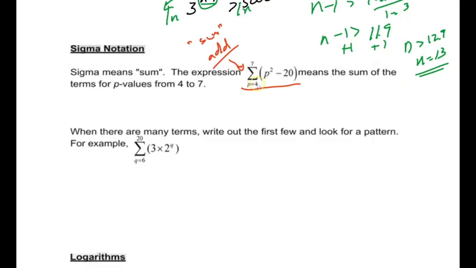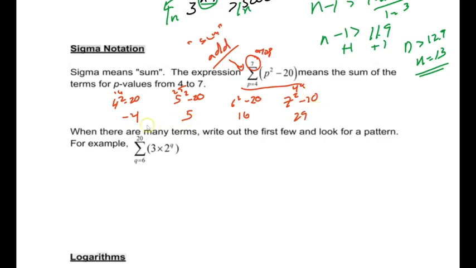So all we do is start here at 4, plug it in. You get 4 squared minus 20. 16 minus 20 is negative 4. Then you did 4, now you count up, you go to 5. 5 squared minus 20. 25 minus 20 is 5. And then we go to 6. We're going to keep on doing this until we get to 7. That's where we stop. 6 squared minus 20, 36 minus 20 is 16. And then 7 on the last one, 7 squared minus 20. 49 minus 20 is 29.